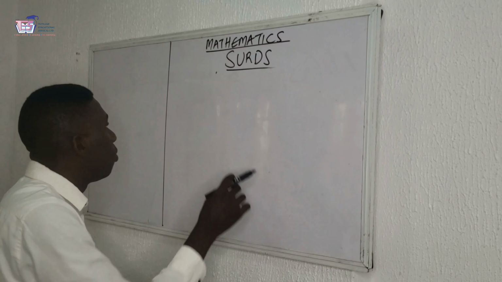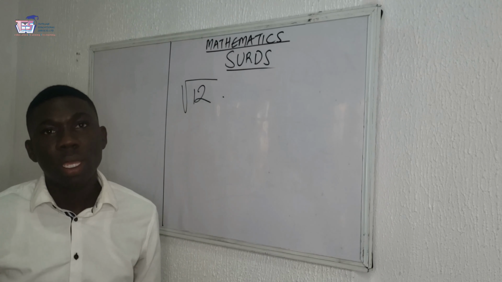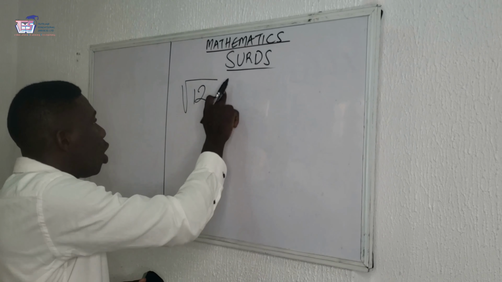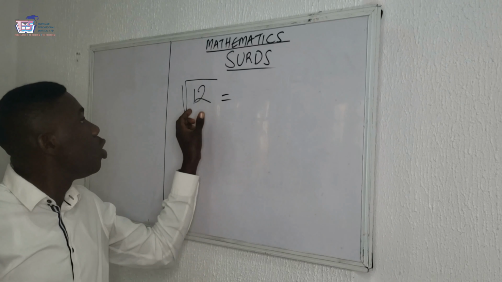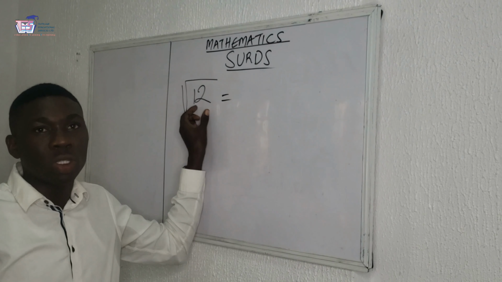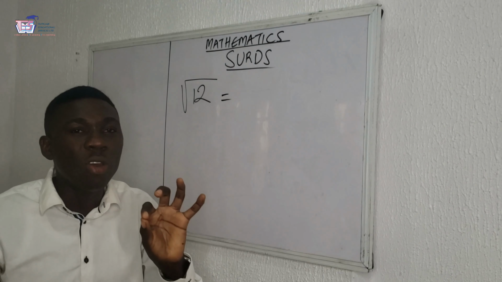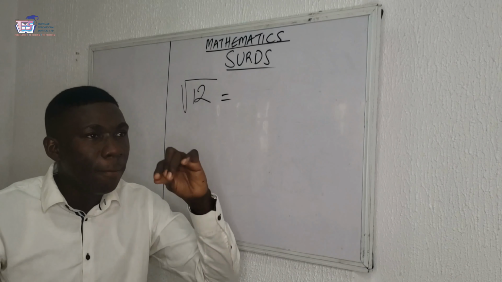Let's look at an example. For example, if I have the square root of 12. Now, obviously, this particular root is a surd. Why is it a surd? Because 12 is not a perfect square. And how do we do this? We express the number as a product of its factors, that is, a product with multiplication, and make sure that at least one of the factors is a perfect square.